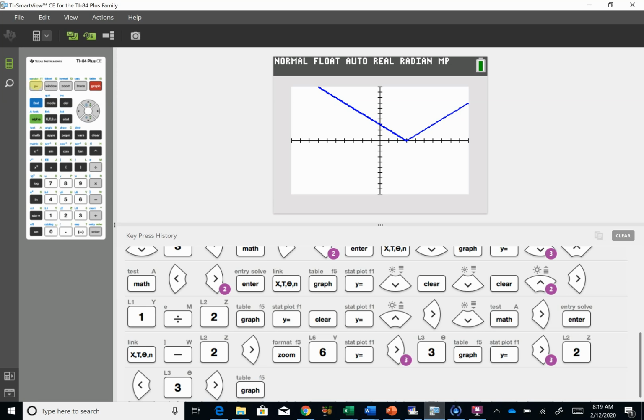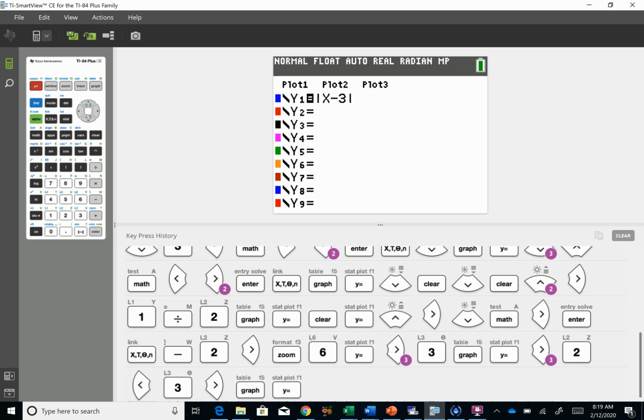Whenever I want to graph something, I have to go to y equals. And we have our absolute value of x minus 3 already in there. We can just overwrite that. We now want a plus 2 instead of a minus 3. So if we put our cursor on the subtraction, we hit the plus sign and then a 2. And we should be ready to graph. So whenever you're ready, go ahead and press graph. Think about what you think that graph might do.